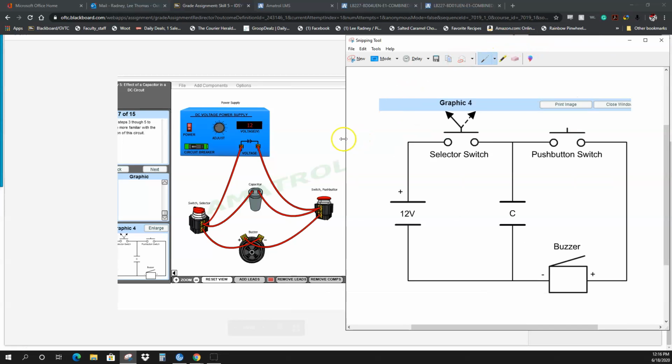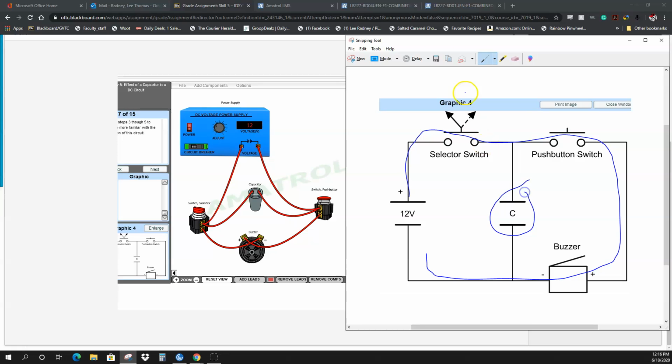Hopefully you did that. But we're going to follow out of the positive side of the power supply, which is right here. And this is your picture here. So if we're coming out of the positive side, we should be going through the selector switch. So I'm going to trace the outside part of the path here. And unfortunately, my mouse disappears. Well, here it is.